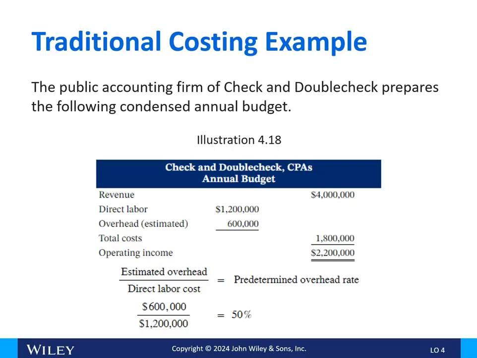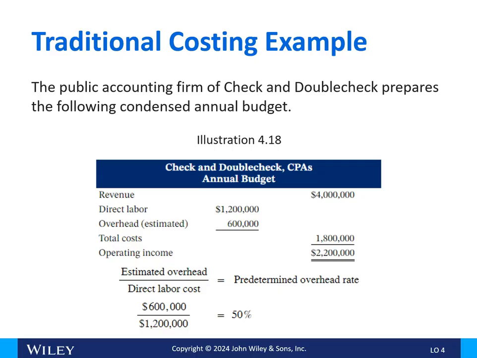So we'll look at a public accounting firm, Check and Double Check. We have the following condensed annual budget: $4 million of revenue, $1,200,000 of direct labor, $600,000 of overhead, so $1.8 million of costs, and $2,200,000 of operating income.